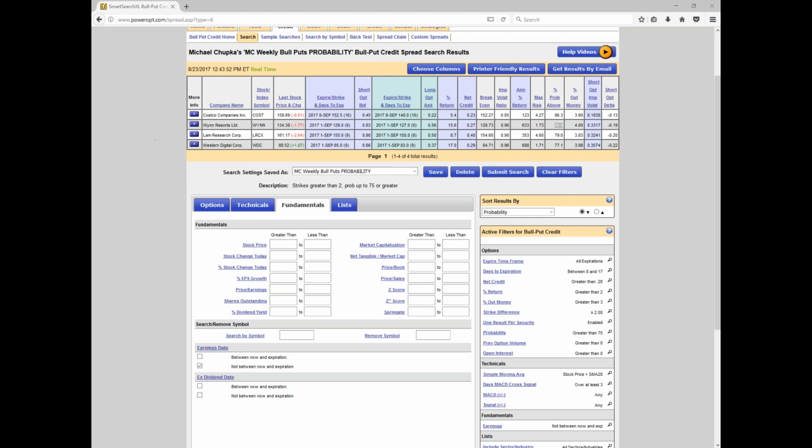No earnings between now and expiration. Another thing I highlighted over here, the range out of the money is 4%. So I've got that good 4% cushion for a 9-day trade. Probability based on past performance of the stock, double-digit return, 27-cent net credit on a 2-point spread.